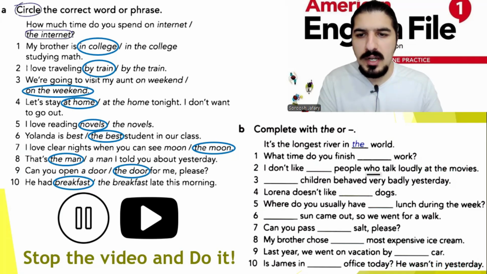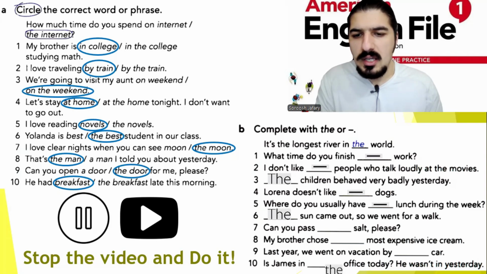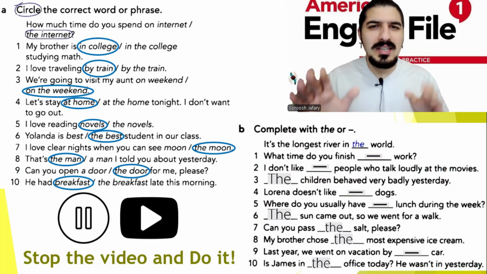Number one, what time do you finish work? Number two, I don't like people who talk loudly at the movies. Number three, the children behaved very badly yesterday. Number four, Lorena doesn't like dogs. Number five, where do you usually have lunch during the week? Number six, the sun came out, so we went for a walk. Number seven, can you pass the salt, please? Number eight, my brother chose the most expensive ice cream. Number nine, last year we went on vacation by car. And number 10, is James in the office today? He wasn't in yesterday. Okay, as easy as that.